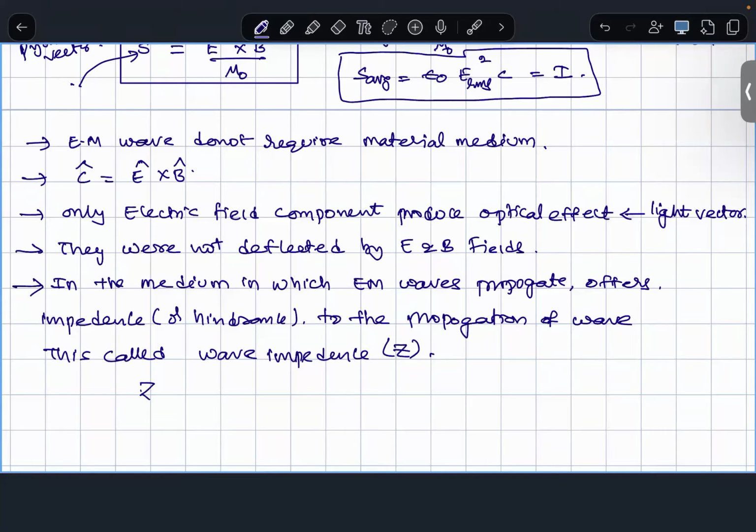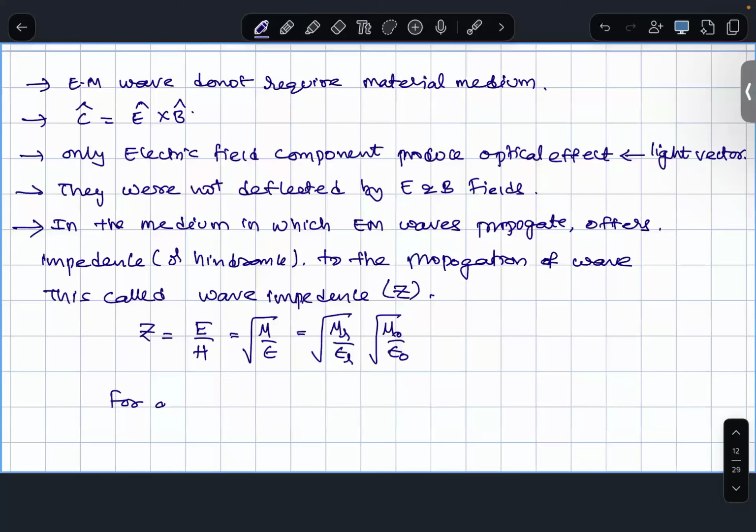And for a medium, Z is given as E by H. H is the magnetizing field, not your B. And this is given by root mu by epsilon. It is given as root of mu r by epsilon r times mu naught by epsilon naught. For air, Z is root of mu naught by epsilon naught, and once in mains they were asked this question. No student knew what is the meaning of this. 376.64.